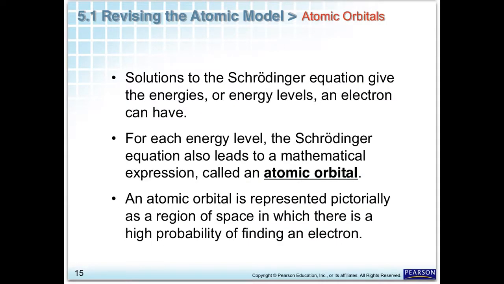And in the Schrodinger equation, not only do we have a certain energy level where we could find an electron, but we also come up with what we call an atomic orbital. An atomic orbital is the region of space where we have a high probability of finding an electron. And it's actually a 3D image, or a three-dimensional location where you find each electron based on the amount of energy that they have.